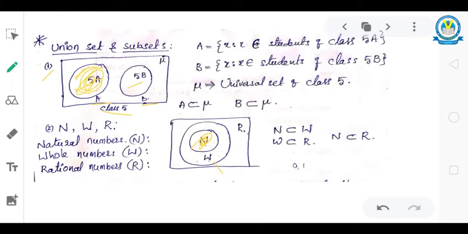So we can represent it as N is a subset of whole numbers. The natural number set is a subset of whole numbers. At the same time, the whole number set is a subset of the rational number set. We can represent it as N is a subset of W and W is a subset of R. With the help of these two statements, N is also a subset of R, because N's elements are also present in whole numbers, and whole numbers are also present in rational numbers. So we can say that N is a subset of R.